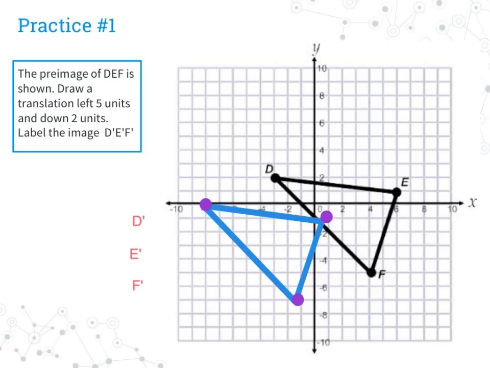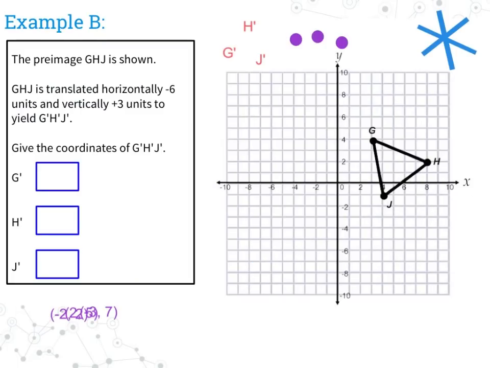How did you do? Were you able to move the triangle correctly? Notice when it talks about translating things to the left and down that your triangle should end up moving left and down. So if it doesn't end up doing that, you know that you've made a mistake. Let's take a look at the next example.